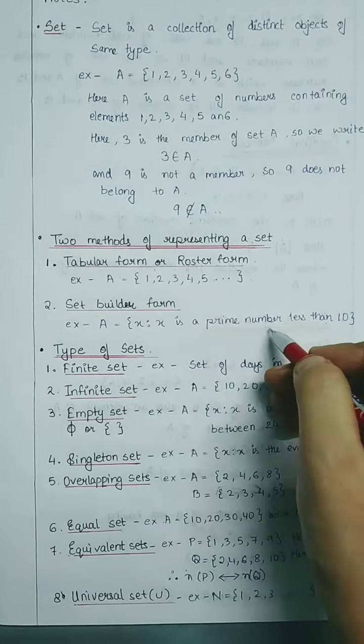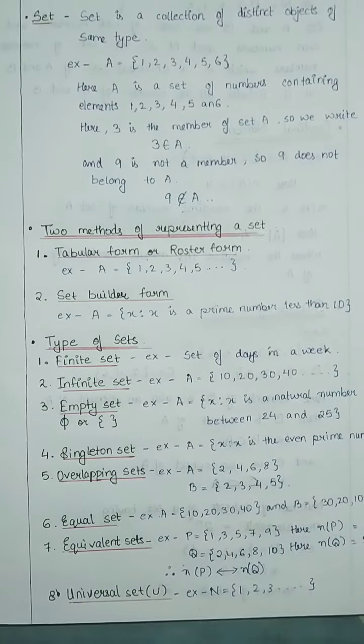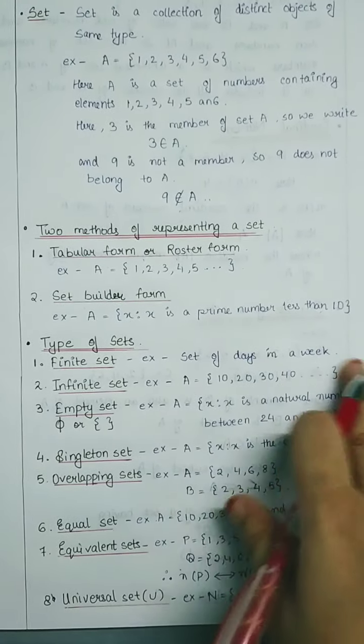Then come the types of sets. There are a total of 8 types of sets. Number 1 is the finite set. Finite means we know how many elements there are, for example, the set of days in a week. Then the infinite set: we don't know how many elements there will be, like 10, 20, 30, 40, 50, it will go on. It is unlimited.